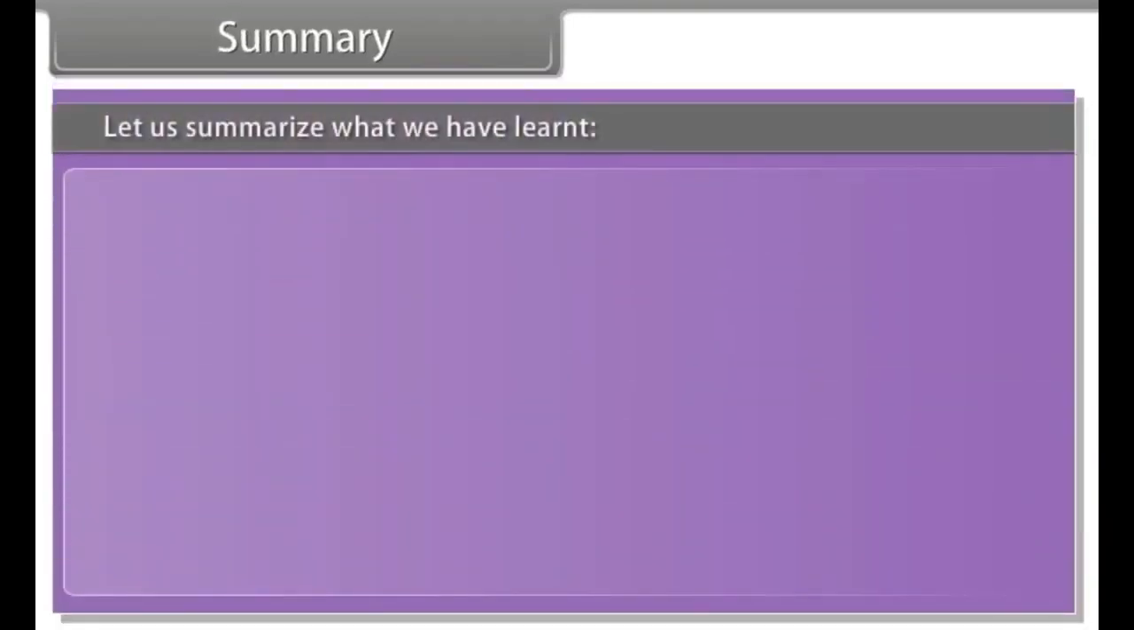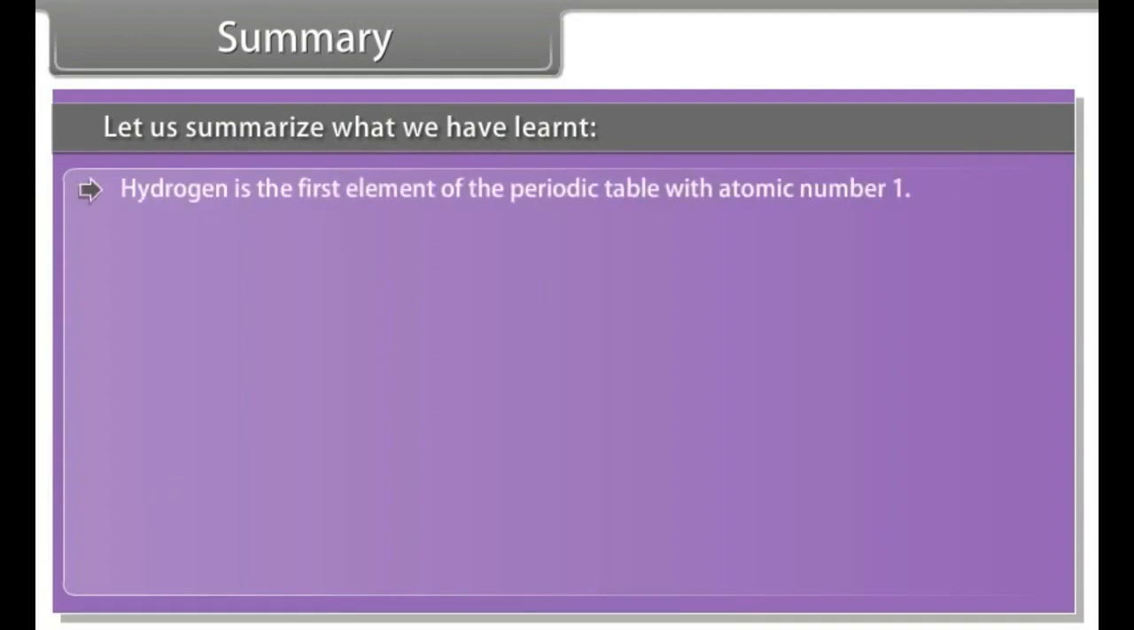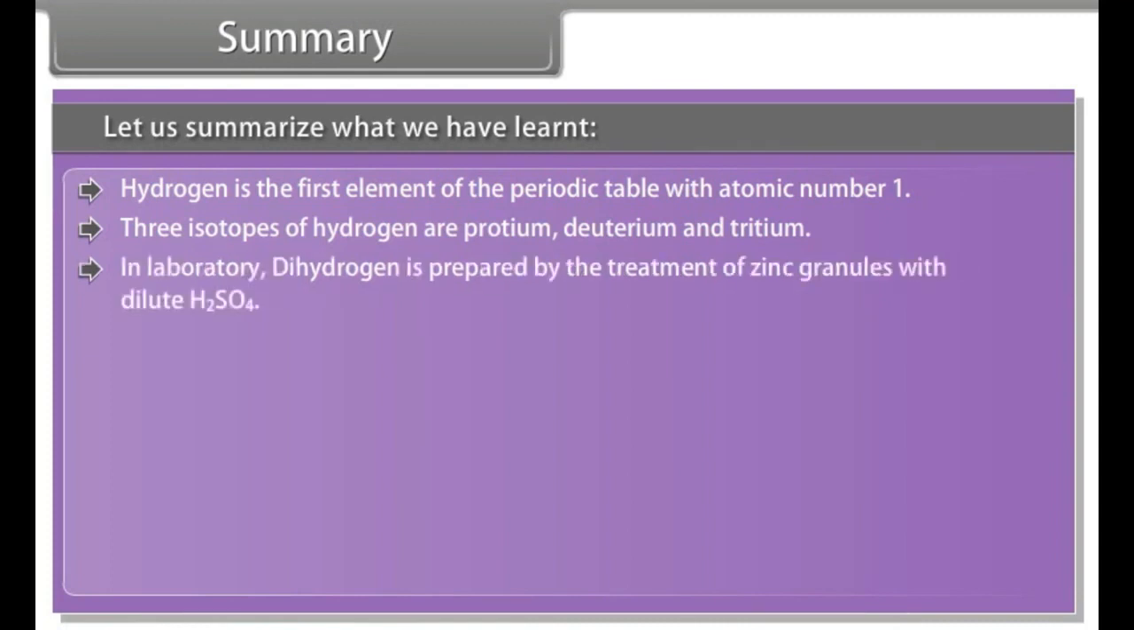Summary. Let us summarize what we have learned. Hydrogen is the first element of the periodic table with atomic number 1. The 3 isotopes of hydrogen are protium, deuterium and tritium.